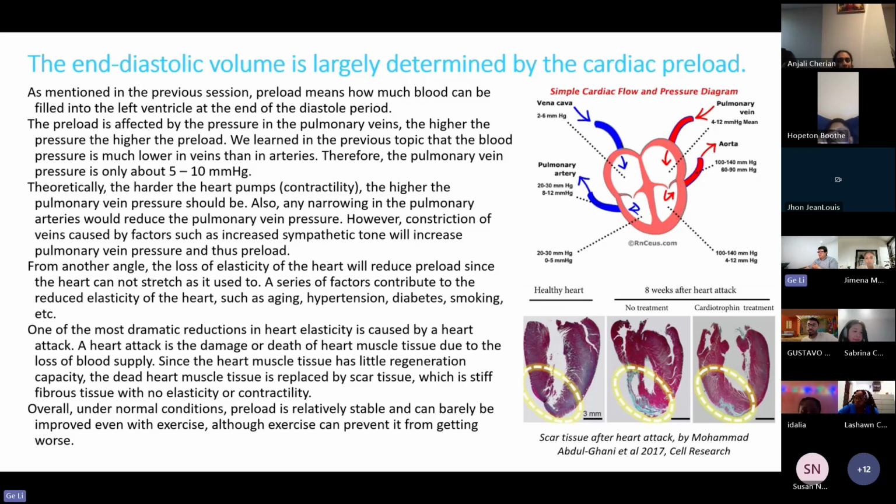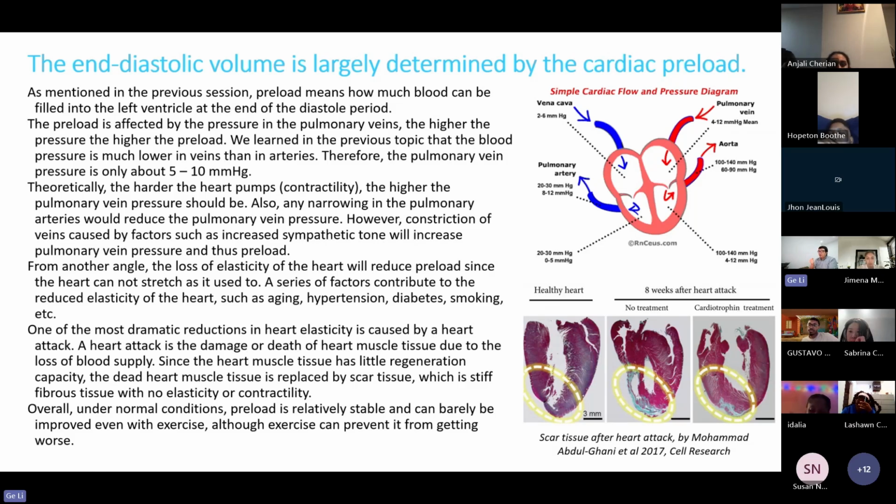So in this case, looking at this one, the lower part, when you have scar tissue, this part cannot be stretched. Imagine you have a balloon, and you use tape on one area, and this area cannot be expanded anymore. So the capacity of the heart to hold any blood volume is permanently reduced.